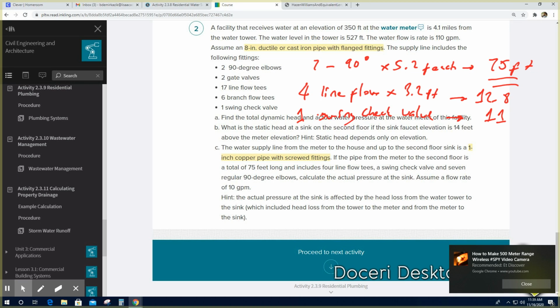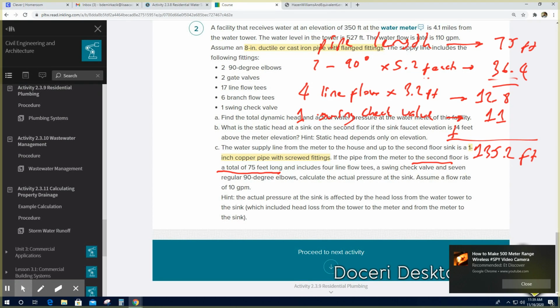Oh, wait a minute. We have 7 90-degree elbows, 5.2 for each. When we multiply them, we are not getting 75. It's supposed to be 36.4. But we have the pipe length, a total length to the second floor of 75 feet long. So I'm going to just type it here: pipe length is 75 feet. When you add all these numbers, you are going to get 135.2 feet. That's the length.